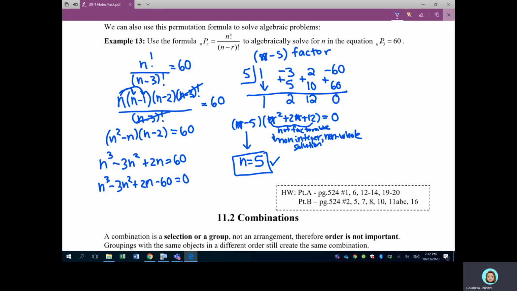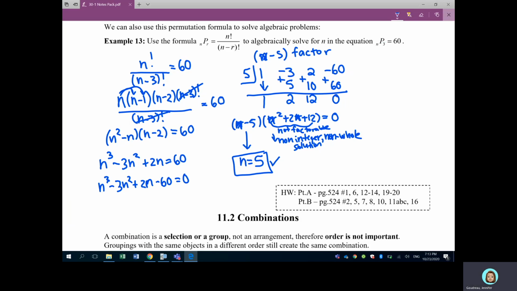Keep in mind that if this was n permute 2, then we would just have a quadratic equation, and we can just factor the quadratic equation. And then again, you need to double check and make sure that once you find your solutions to the quadratic, you look for your whole number solutions.